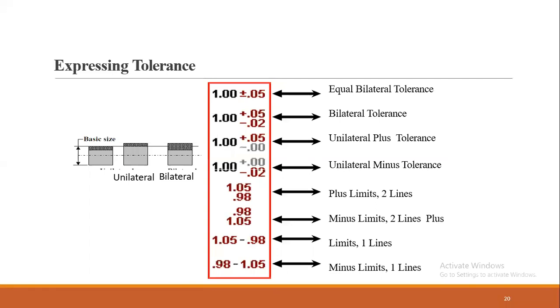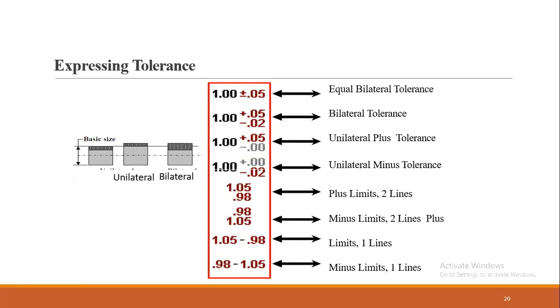Unilateral plus tolerance: I don't want a minus. If I have 100, I accept 1.05, but I do not accept 99.05. Unilateral minus tolerance: I accept in minus, not in plus.